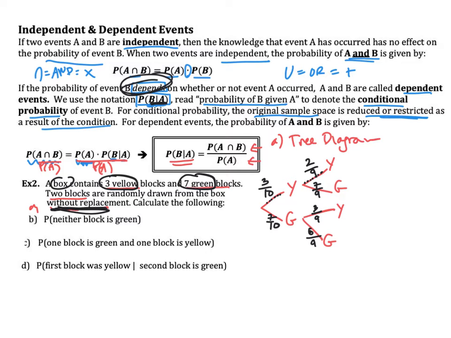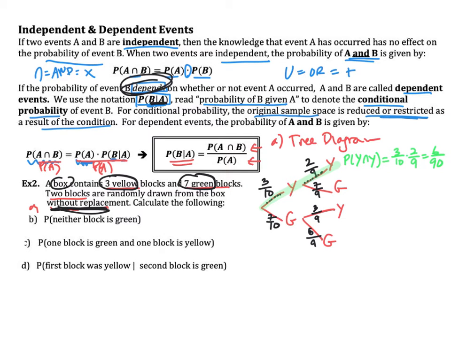Now, if I go out that tree, if I get yellow, yellow, what is the probability of getting a yellow, yellow? Well, that's the probability of getting a yellow and a yellow. So that's 3/10 times 2/9, which is 6/90.